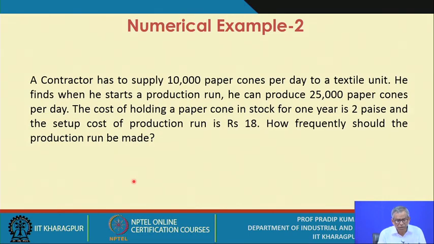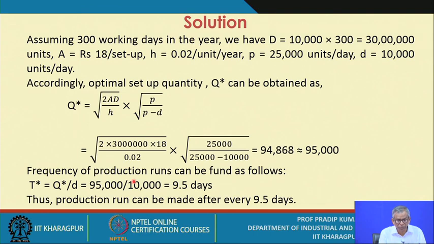Now this is the second numerical example. A contractor has to supply 10,000 paper cones per day to a textile unit. He finds when he starts a production run, he can produce 25,000 paper cones per day. Is this another typical problem? The cost of holding a paper cone in stock for 1 year is 2 paise, and the setup cost of a production run is ₹18. How frequently should the production run be made? Okay, so this is a typical problem.